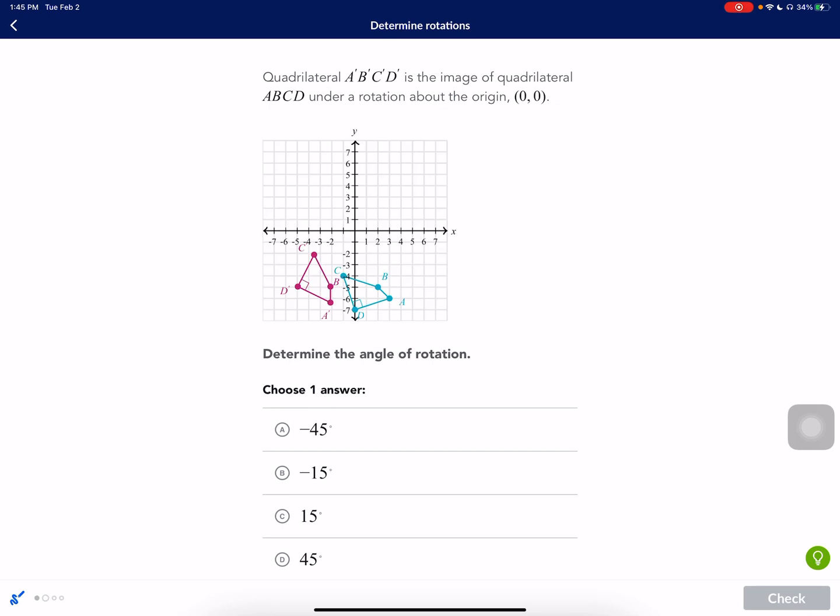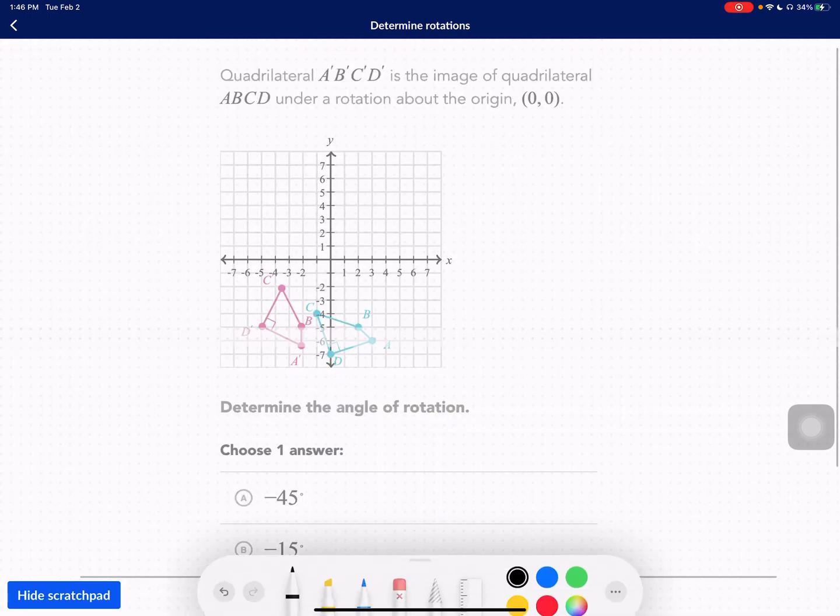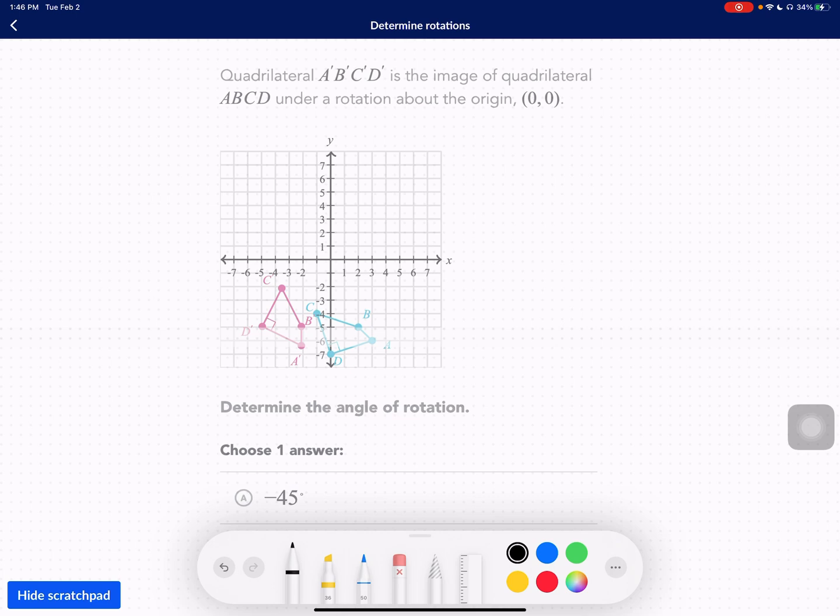All right, so here it says determine the angle of rotation. Quadrilateral A prime, B prime, C prime, D prime is the image of quadrilateral ABCD under a rotation about the origin 0, 0. So let's look at this here. Let's see if it'll let me draw on it that zoomed in. Okay, so our point of rotation is 0, 0. This is the point 0, 0. It looks like, let's use C and C prime. C prime is the pink one, and the blue one is just C.